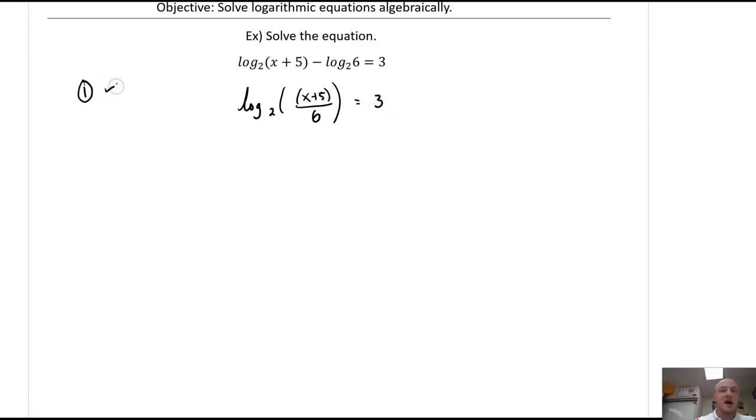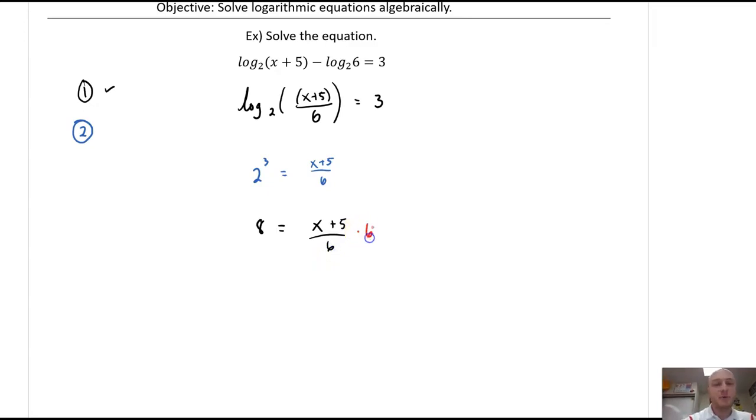Now, notice, I can't go ahead and cancel logarithms on each side. So step 2, here's where I'm going to switch to exponential form. I have 2 to the power of 3, right? Base stays the same, inputs and outputs switch, is equal to x plus 5 over 6. And that's it. If I can't cancel the logarithm on both sides, I have to get rid of the logarithm somehow, and so we just switch to the exponential form. Okay, so this is equal to 8, which is equal to x plus 5 divided by 6.